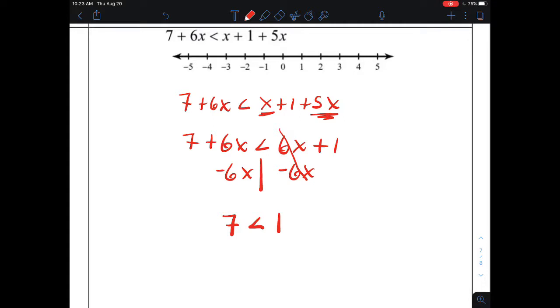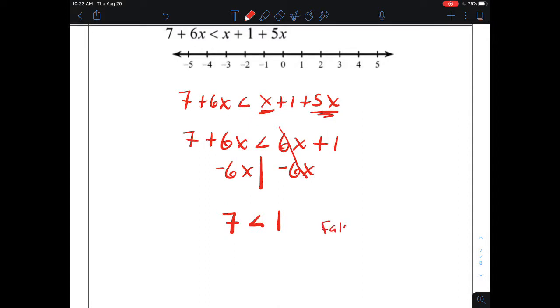No variable left. Well, you ask yourself, is this a true or a false statement? That is false. 7 is not less than 1. And so this would be no solution. Now, if you have no solution, in terms of your number line, there is no shading to do because your shading indicates the possible solutions to the equations.